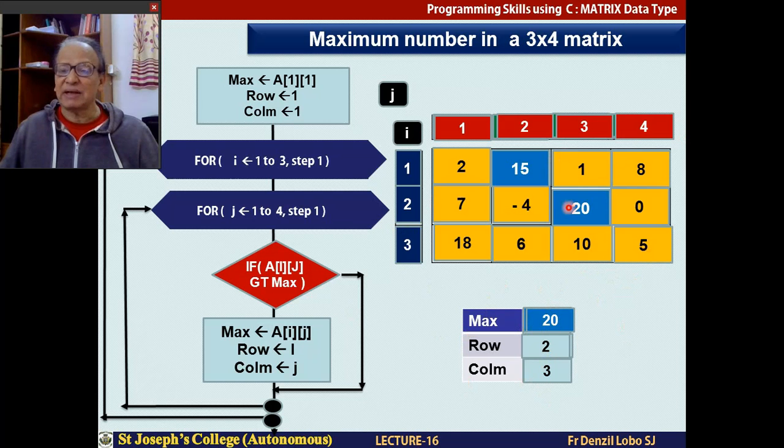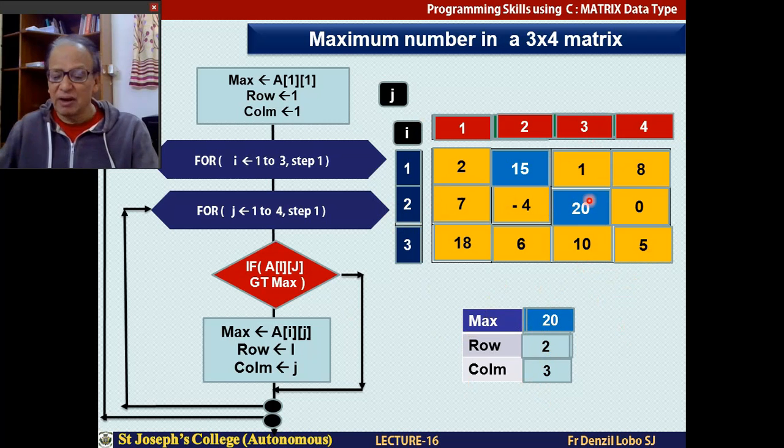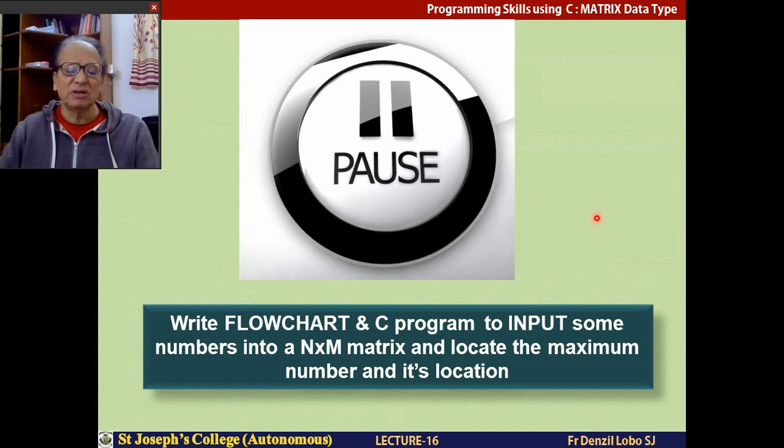As you see, the maximum number is 20. It is in row 2 and column 3. So this is the answer. This is the part of the flow chart. Now it is your task to write the complete flow chart. Declare the variables and assign A11 to max and row and column, and then you complete the flow chart and write the C program.